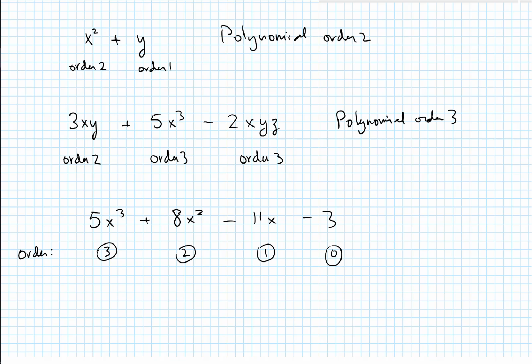But this, again, is just grammar. It's just a little bit of math style. You may well see this same polynomial written in a different order, and it's the same thing. So, for instance, we could have the 8x squared first, followed by the minus 3, followed by the plus 5x cubed, followed by the minus 11x. Doesn't matter the order in terms of what it represents or its meaning.